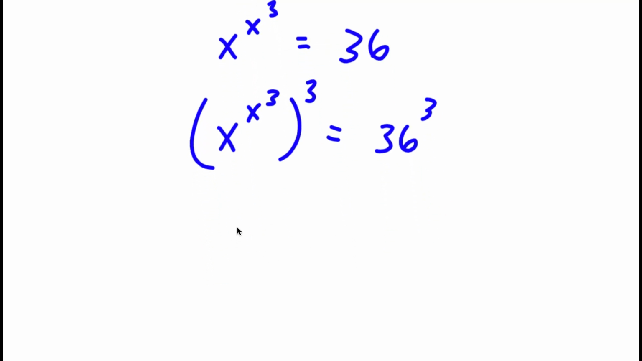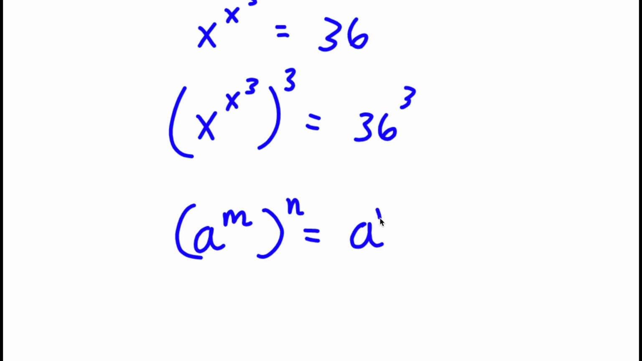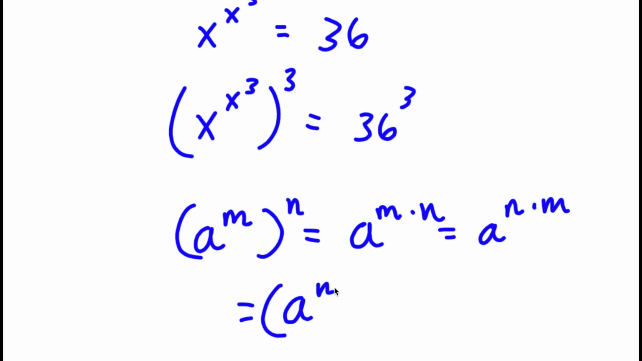Now, if I have something in the form a to the power of m to the power of n, this is equal to a to the power of m times n. And m and n, these two are interchangeable, meaning I can also write this as a to the power of n times m. And if I can write a to the power of m times n as a to the power of m to the power of n, then this means that I can write a to the power of n times m as a to the power of n to the power of m.